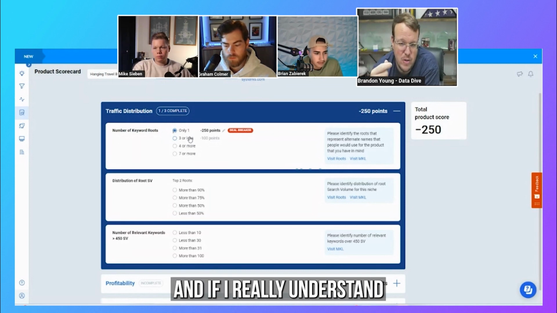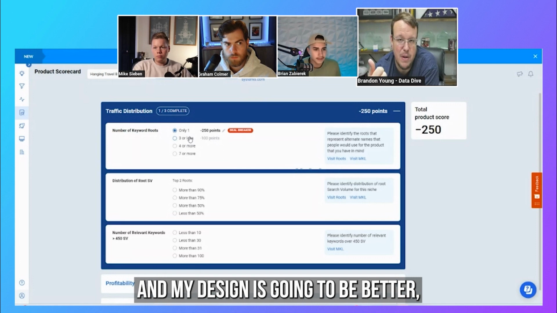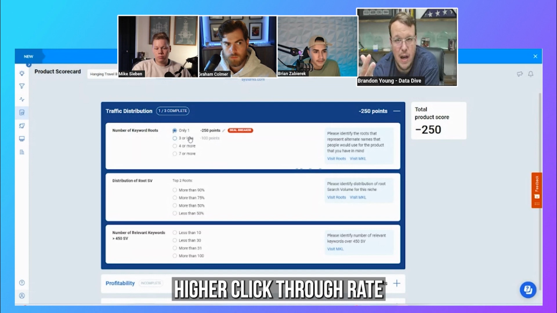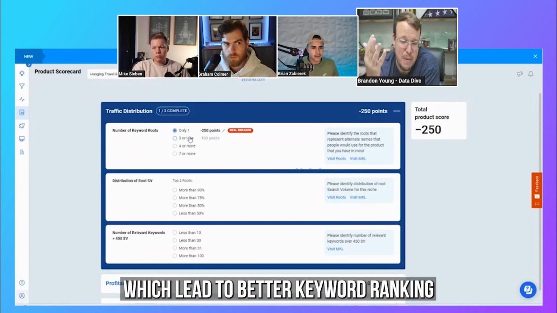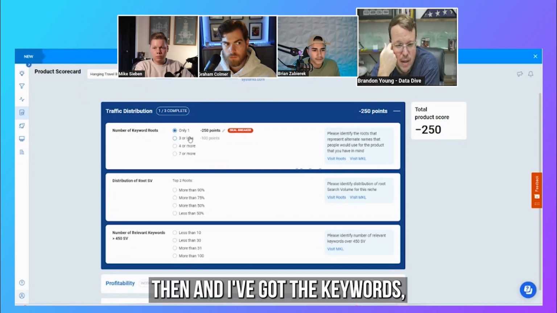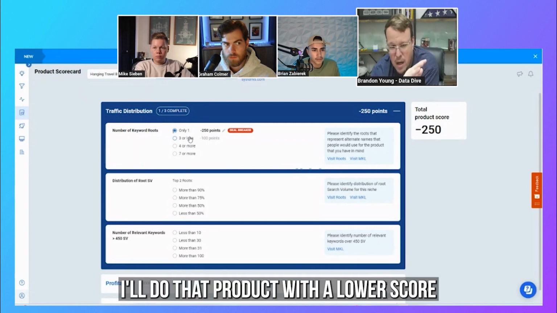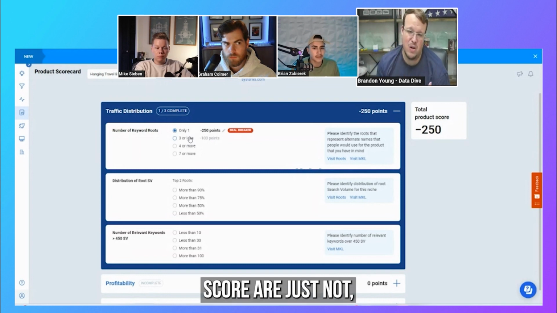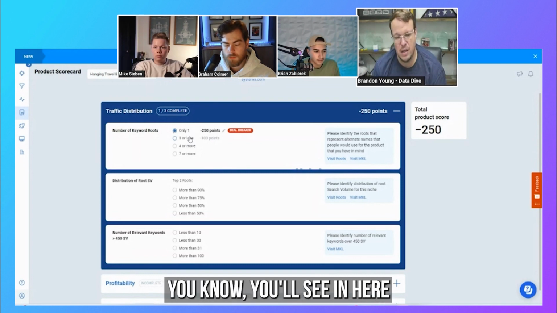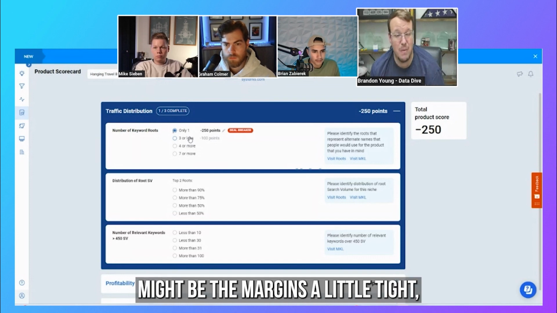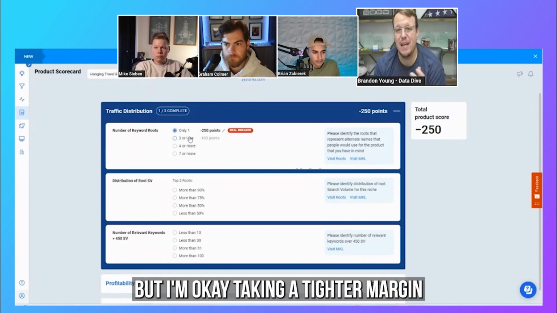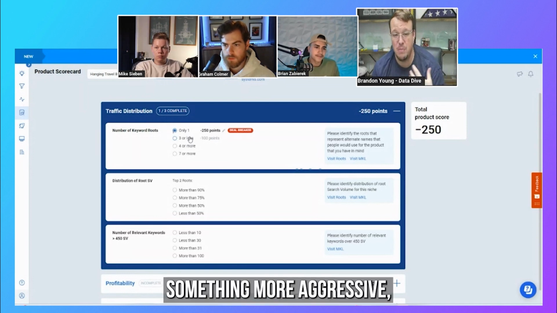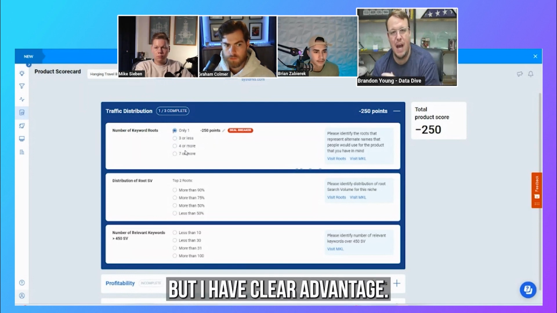And if I really understand my design is going to be better, my images are going to be better, I'm going to have hopefully higher click-through rate and conversion rates, which lead to better keyword rankings, and I've got the keywords, I'll do that product with a lower score. Some of the things that might lead to a lower score might be the margins are a little tight. But I'm okay taking a tighter margin if I've got a clear path to a fast-moving product, right? Yep. Something more aggressive, something more competitive, but I have a clear advantage.